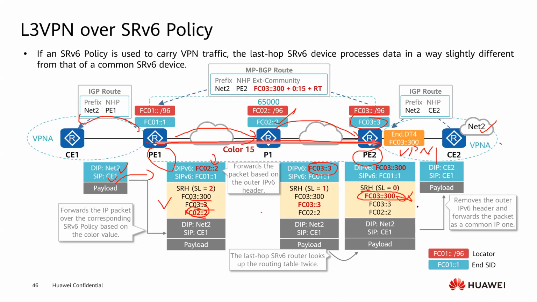This indicator is the VPN 1. Then they will pop out this header, and based on the destination IP address and based on this VPN, it will send out to CE2. Okay, this is one usage scenario, and you can see this is an IPv6 or IPv4 packet. So for the SRv6 policy, they can carry both IPv4 and IPv6 packets. There's no problem. You can carry that, no problem.